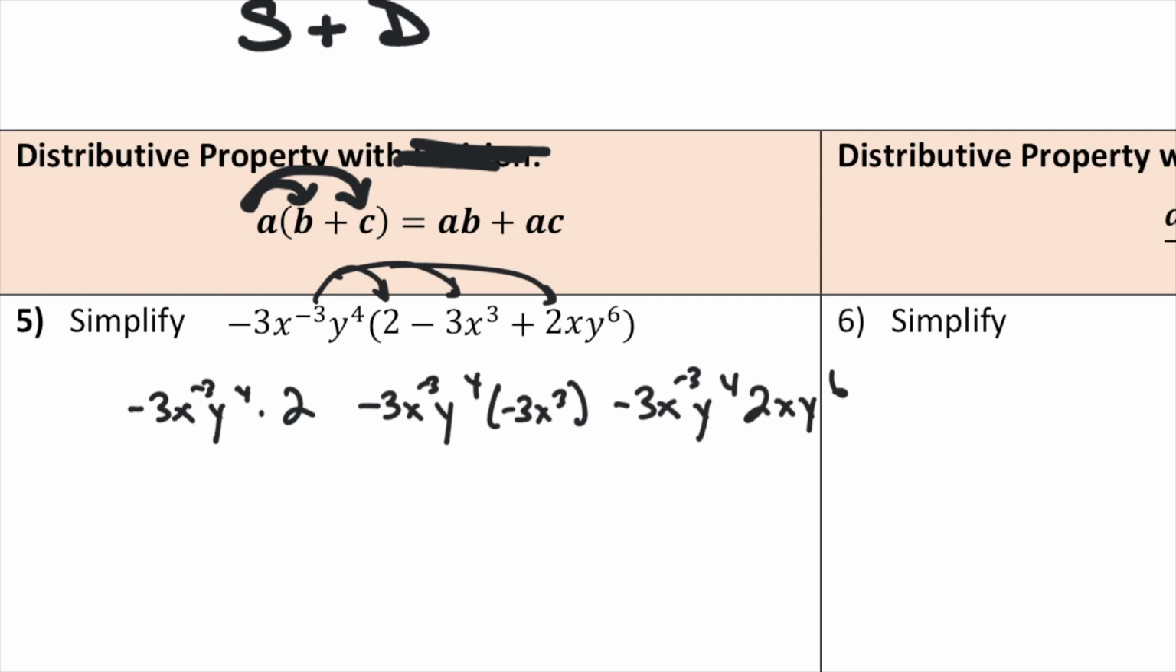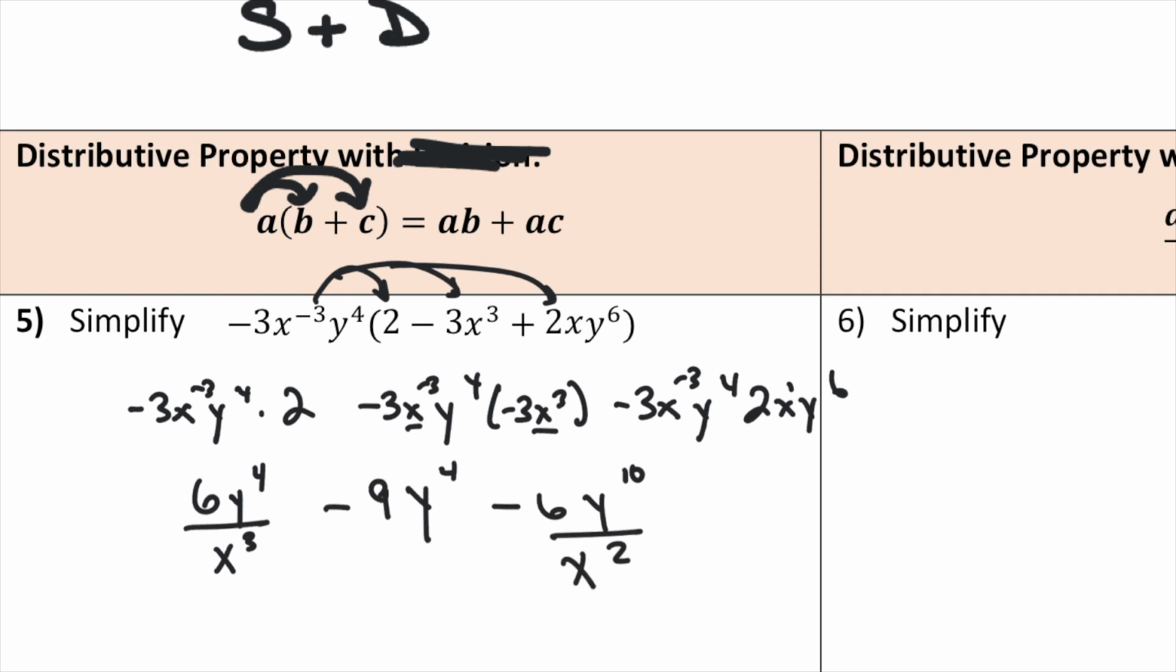Afterwards, we want to simplify. Negative 3 times 2 is 6. The y to the 4th is in the numerator divided by x to the 3rd. The reason x to the 3rd moved to the denominator is it had a negative exponent. Remember, x to the negative 3 times x to the 3rd is x to the 0. That's 1. So for our second term, we're left with negative 9y to the 4th. Lastly, 3 times 2 is 6. We have y to the 10th in the numerator. And, oh, look at this. Negative 3 plus 1 is negative 2, so we're going to have x squared in your denominator.